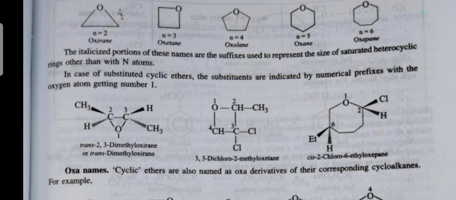The italicized portions of these names are the suffix used to represent the size of saturated heterocyclic rings other than those with nitrogen atoms. In case of substituted cyclic ethers, the substituents are indicated by numerical prefix with the oxygen atom getting number 1. Oxa names. Cyclic ethers are also named as oxa derivatives of their corresponding cycloalkanes.